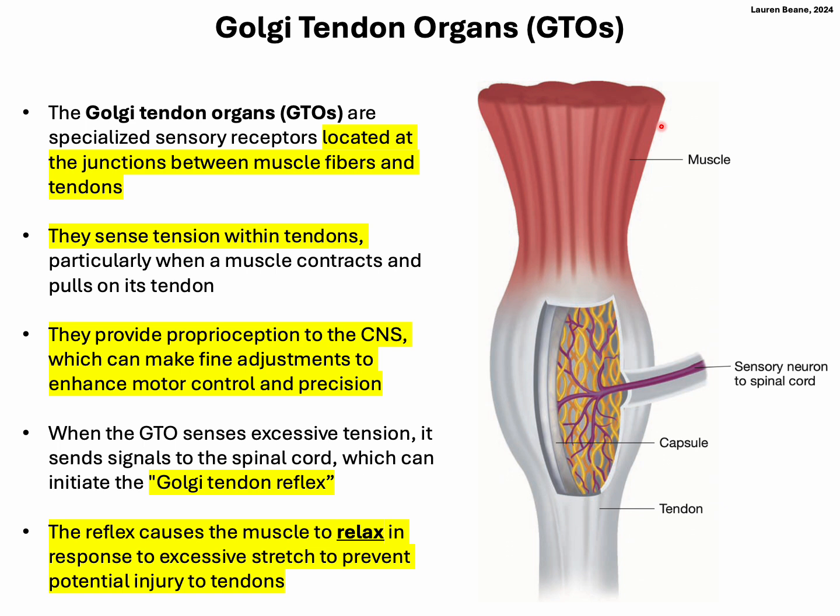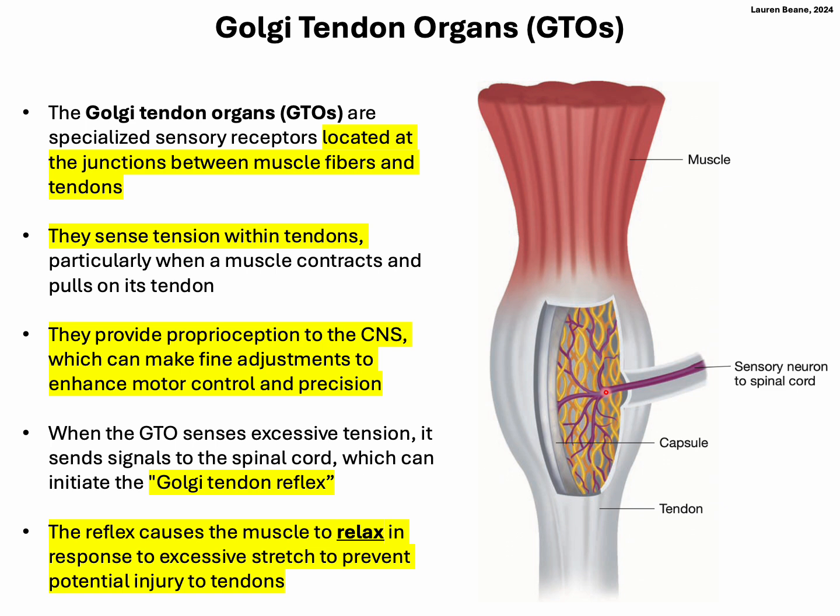With Golgi tendon organs, these are located within the tendon or really at the junction of muscle and tendon. So they're sensitive to tension within the tendon. So this is especially true when a muscle is contracted and is pulling on its tendon. So this is always sending proprioception information to the CNS. Then the brain can make fine adjustments if needed to really enhance motor control, enhance precision.